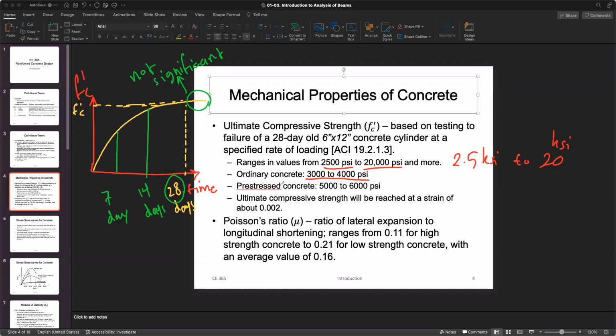Pre-stressed concrete, which is a whole story itself, is a graduate level course for concrete. Higher strength of concrete is needed for this type of structures, from 5 to 6 ksi.